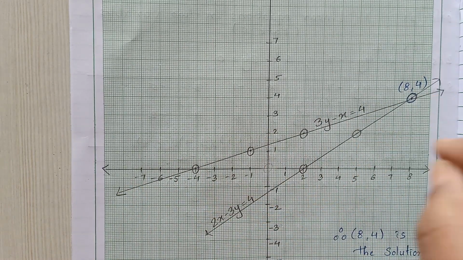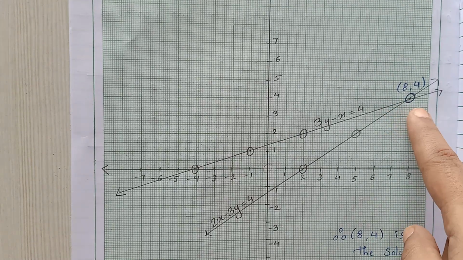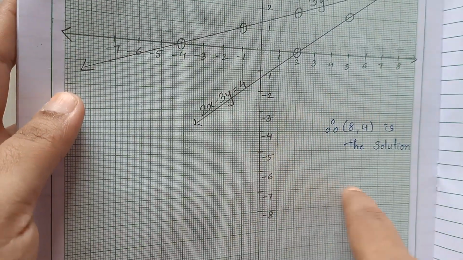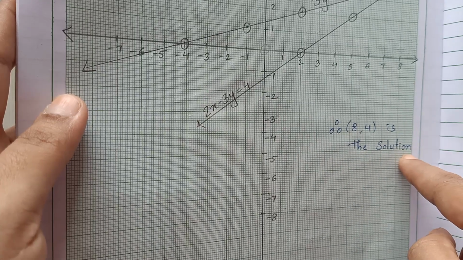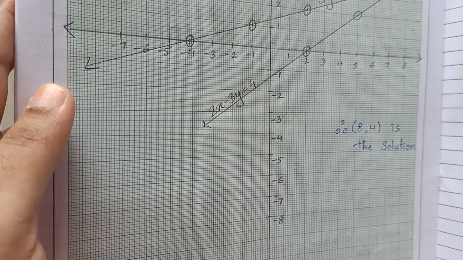And after the graph line, the point of intersection has separate marks. So you need to plot or show this point of intersection and you need to write it in the final answer, that 8 comma 4 is the solution. So this is how the marks are distributed for this particular sum.